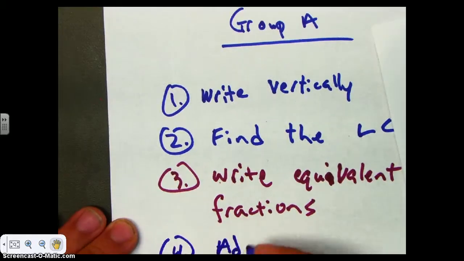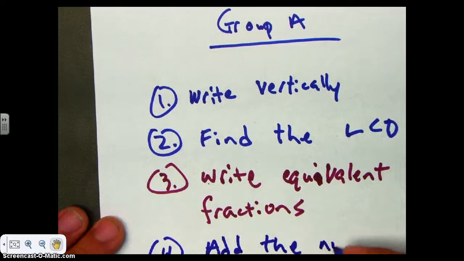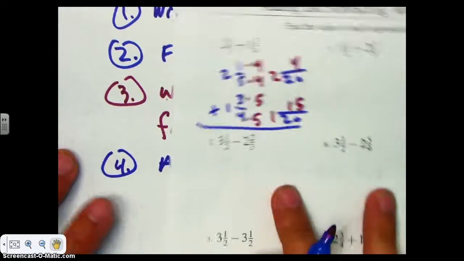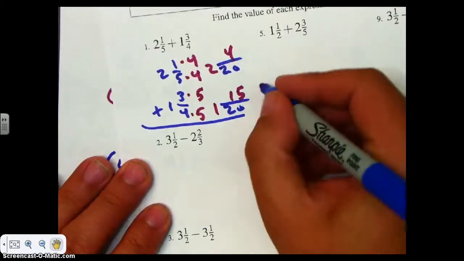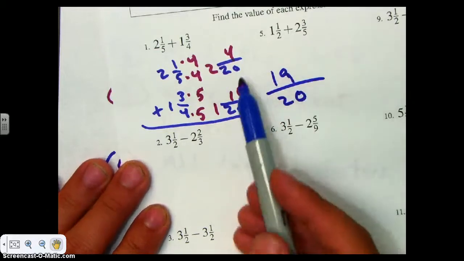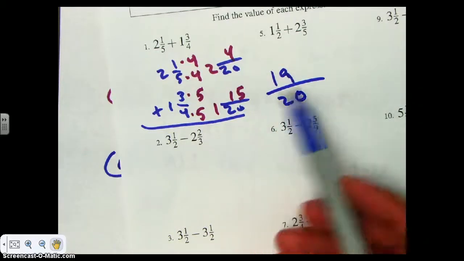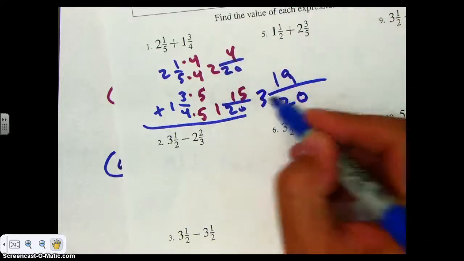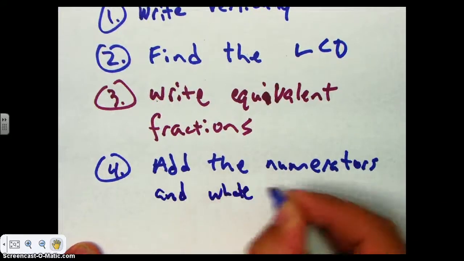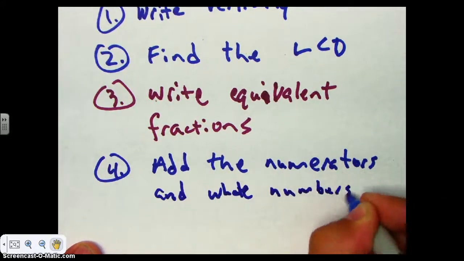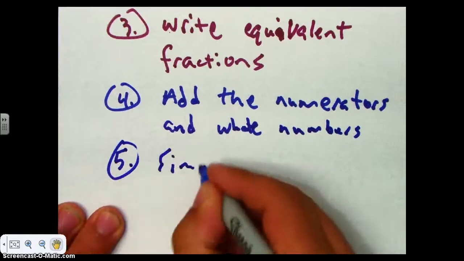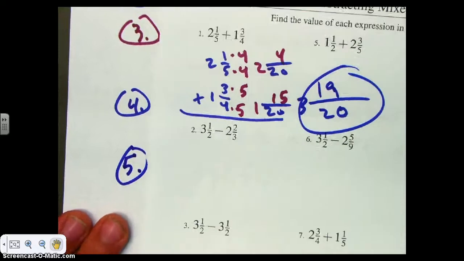Then we add the numerators. So in this fraction, we'll do 4 plus 15 is 19. Just put it here. And the denominator never changes. If you're adding 4 20ths of something plus 15 20ths, you end up with 19 20ths. And then 2 plus 1 is 3. So add the numerators and whole numbers out front. And that would be the steps. And then if you need to, always simplify. So that is number 1.